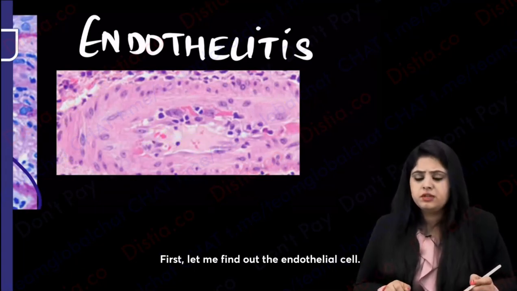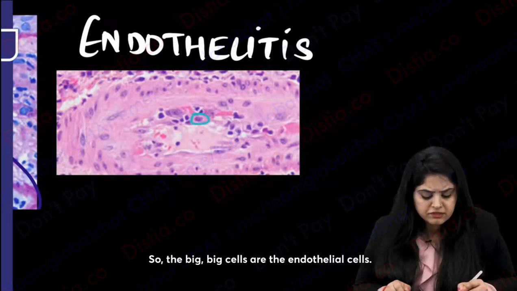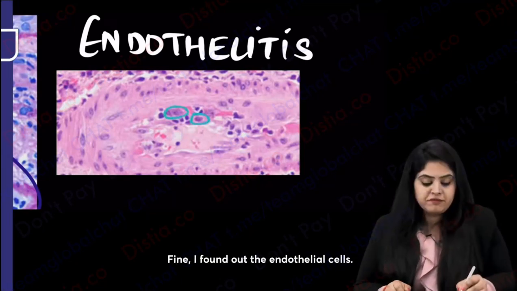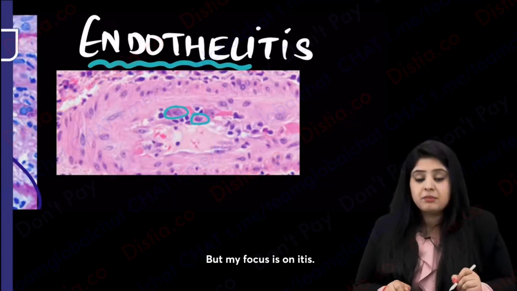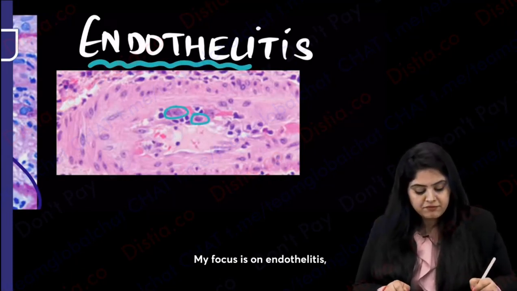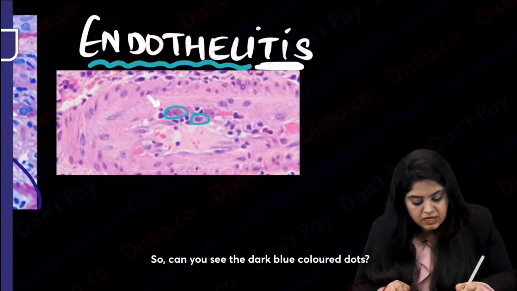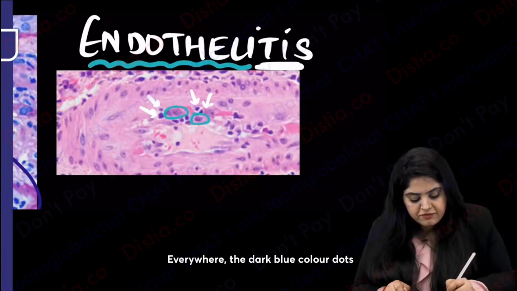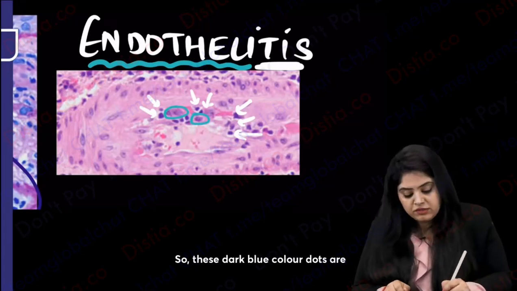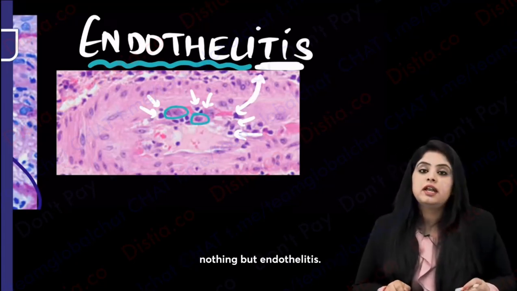First, let me find out the endothelial cells. So the big cells are the endothelial cells. Fine, I found the endothelial cells, but my focus is on the itis. My focus is on endothelitis, the inflammatory cells. So can you see the dark blue dots? Everywhere the dark blue dots are going to be the lymphocytes. So these dark blue dots are nothing but endothelitis.